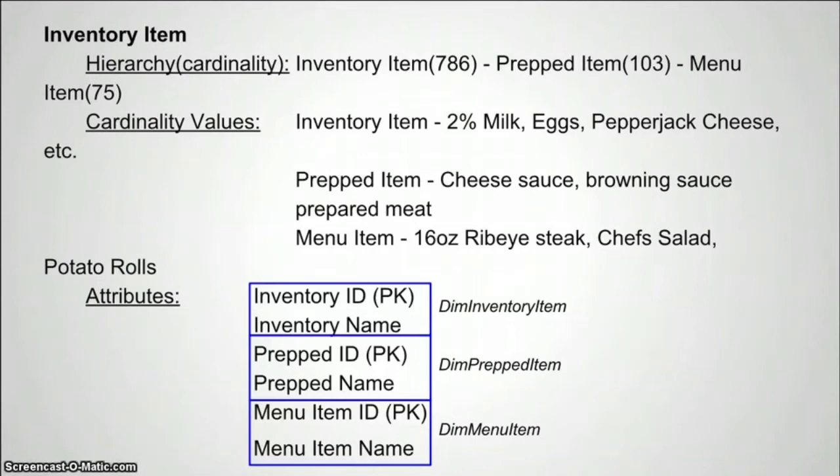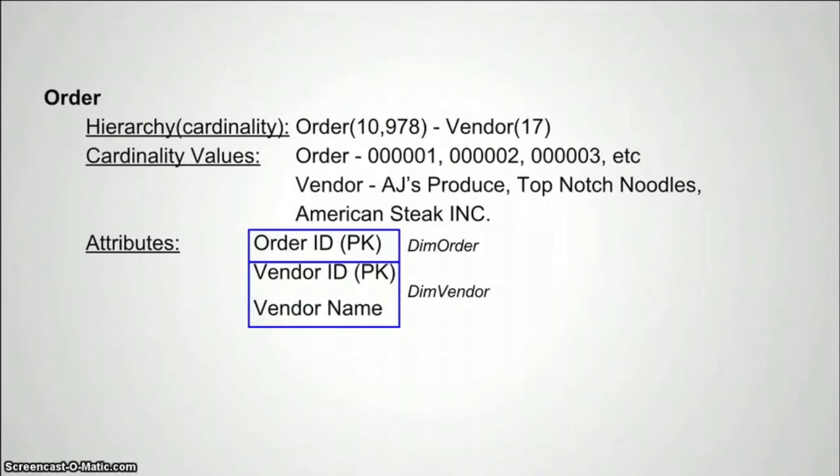Attributes for dim inventory item include inventory ID, which is the primary key, and then the inventory name. For dim prepped item, we'd have prepped ID, which would be the primary key, and prepped name. And finally, for dim menu item, we'd have menu item ID, which is the primary key, and then menu item name. Our last dimension would be order.